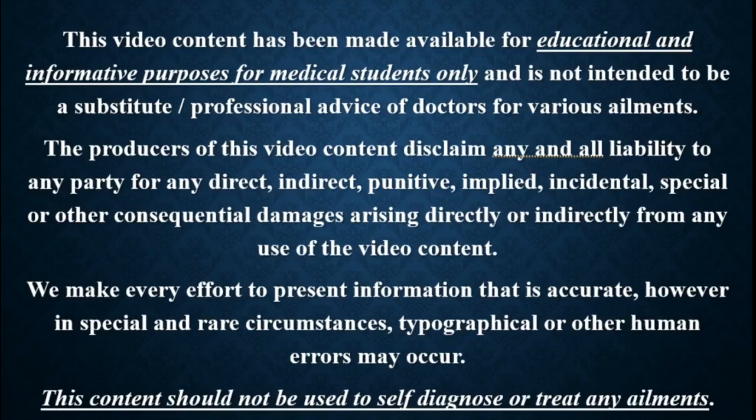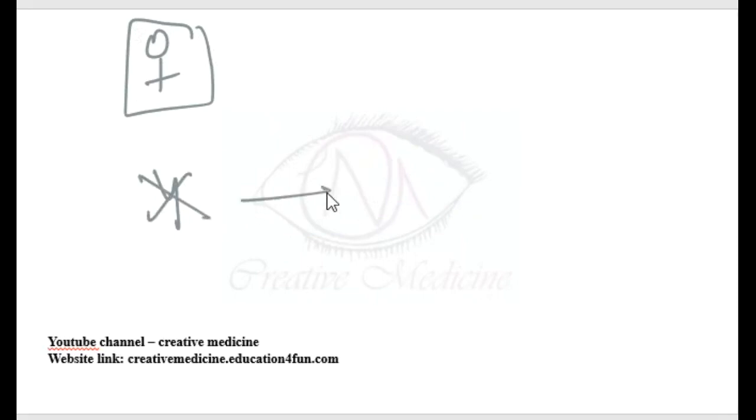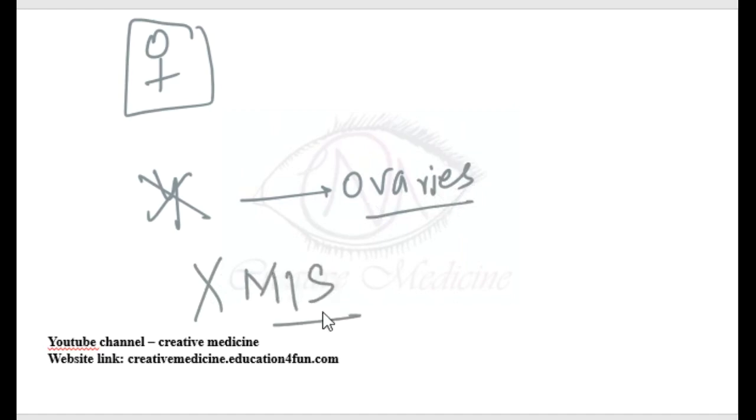In this lecture, we will learn about development in females. Under the absence of Y chromosome, ovaries will develop. Once the ovaries develop, here in the females there is absence of Mullerian inhibiting substance or anti-Mullerian hormone. When there is absence of Mullerian inhibiting substance, this leads to the development of Mullerian ducts.